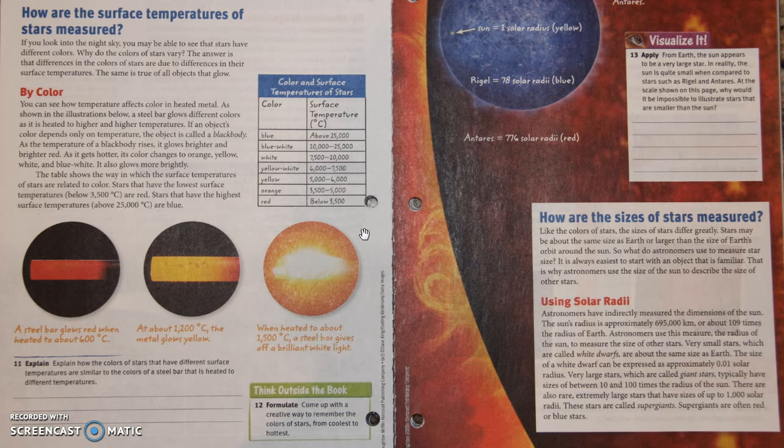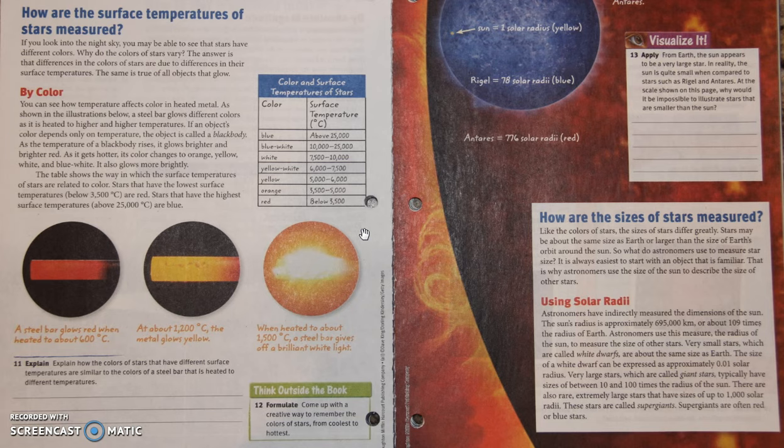Astronomers have indirectly measured the dimensions of our Sun. The Sun's radius is approximately 695,000 kilometers, which is about 109 times the radius of the Earth. Astronomers use this measure, the radius of the Sun, to measure the size of other stars. So we're going to talk about other stars in terms of: are they about the same radius of the Sun? Are they 10 times the radius of the Sun? Are they 100 times the radius of the Sun, etc.?